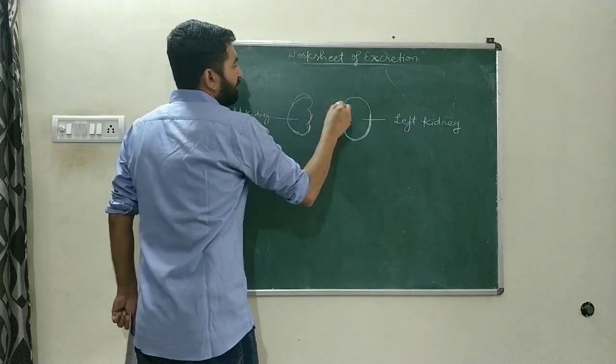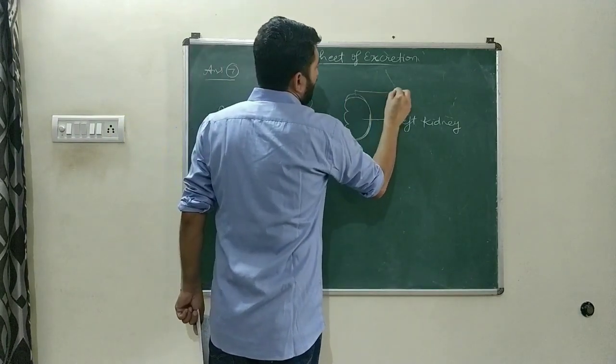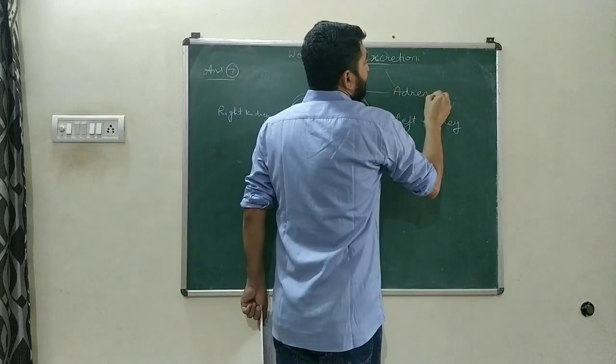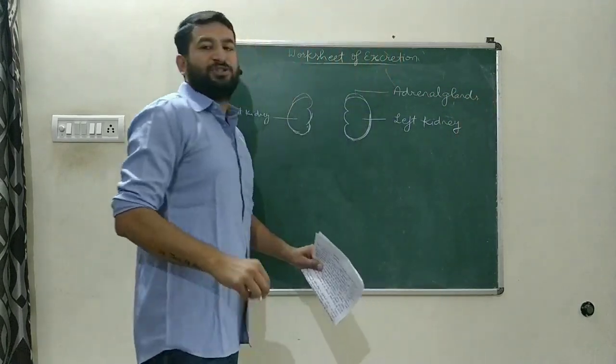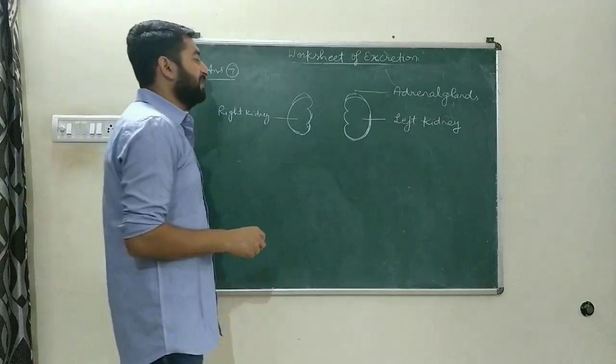They have 2 triangular shaped glands over them which are known as adrenal glands. Adrenal gland does not play any role in excretion. That's just the structural composition which we are representing.